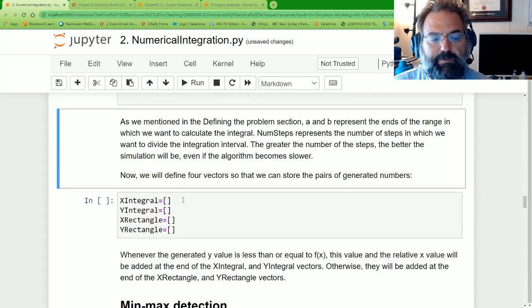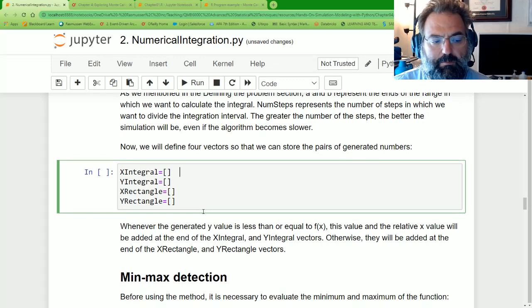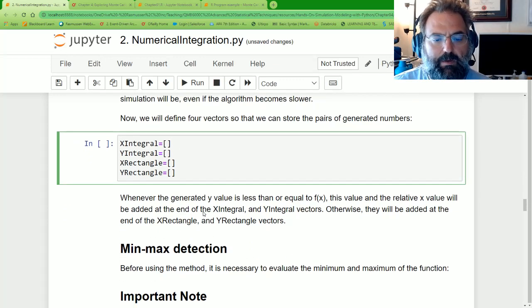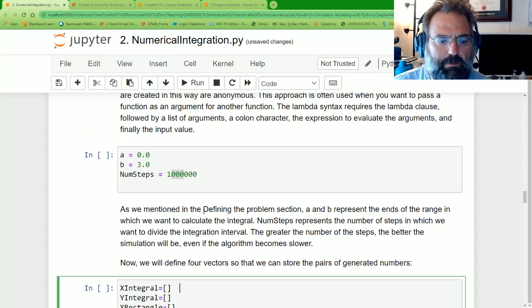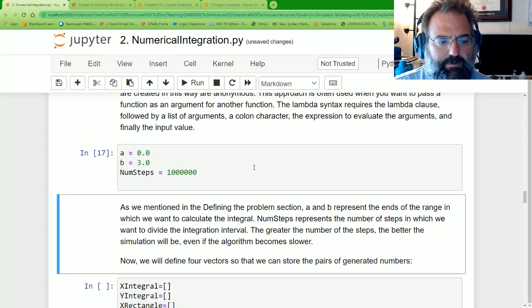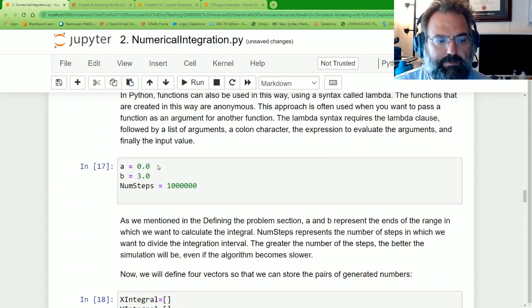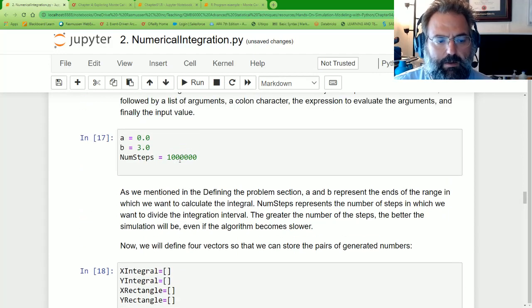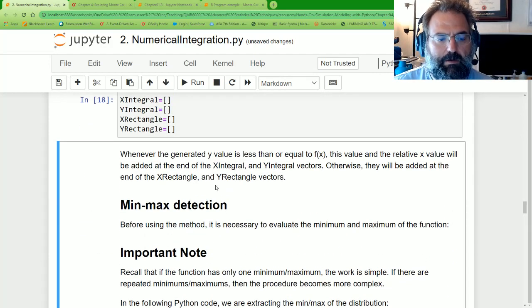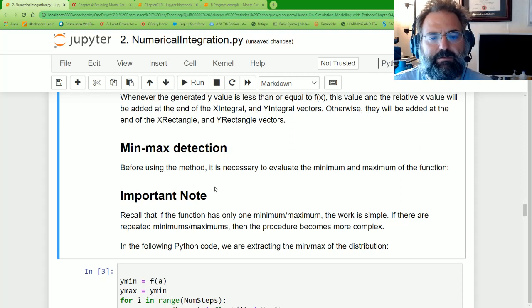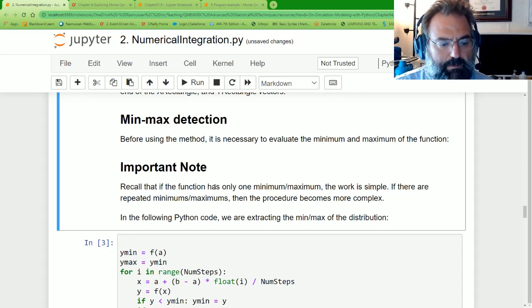We also set up 4 vectors to catch things that are going to be inside of the integral's region, or going to be outside of it, but still inside of the rectangle. So again, very similar to what we did with the approximation of pi. And so all we're doing here is initializing it to an empty set. We set those values from 0 to 3 and say we're going to run 1 million times. Then the next thing is about figuring out if it's inside of that region. So that's where this f of x comes into play. And it's all about figuring out what's the minimum and the maximum of the function and so on.